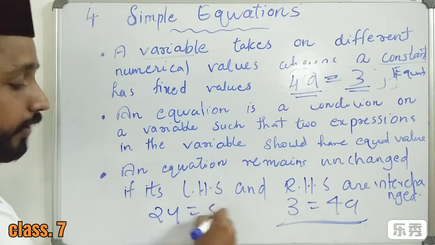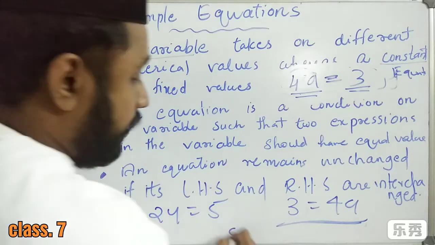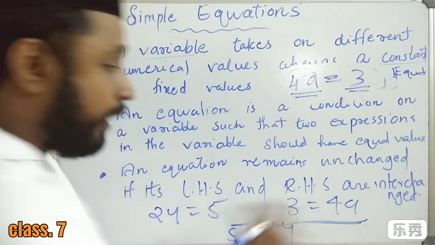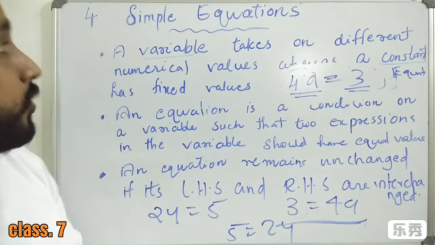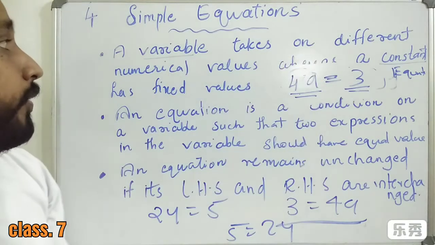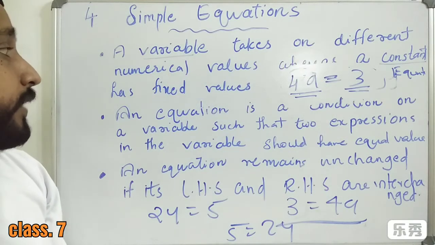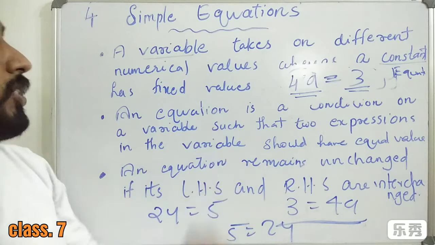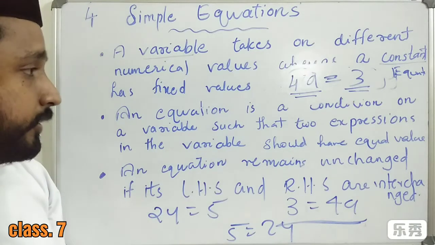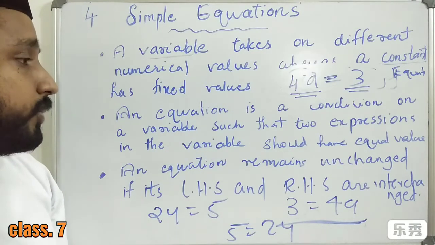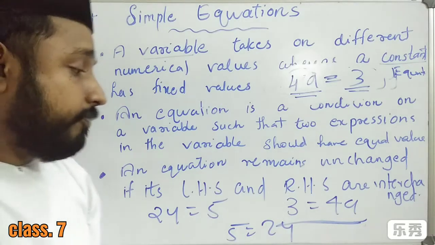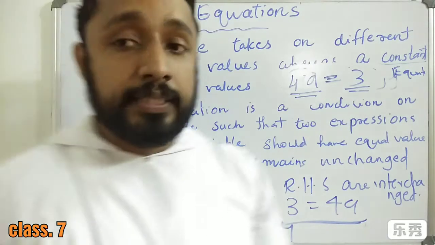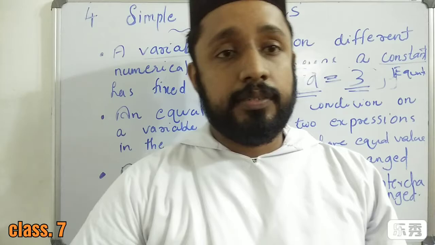2y = 5. We can also say 5 = 2y. We can interchange the left hand side, LHS, and the right hand side, RHS. So a variable takes on different numerical values, whereas a constant has fixed values. An equation is a condition on a variable such that two expressions in the variable should have equal value, and an equation remains unchanged if its LHS and RHS are interchanged.